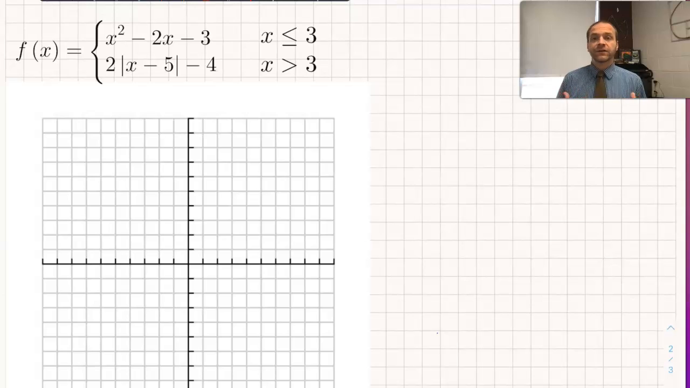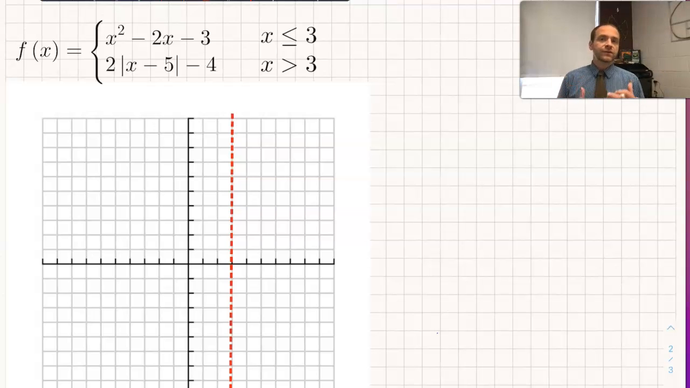Now the next thing I'm going to do is look at what my domain restriction is. What's my boundary? It looks like for both of those, it is x is less than or equal to 3, x is greater than 3. It looks like 3 is the boundary. So I'm going to draw a dashed line at x equals 3. That is my boundary line.